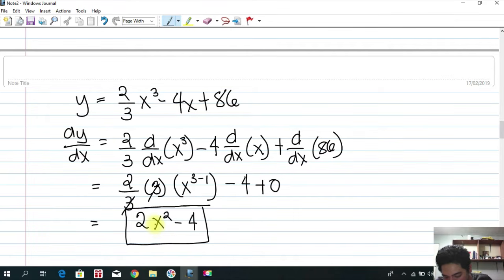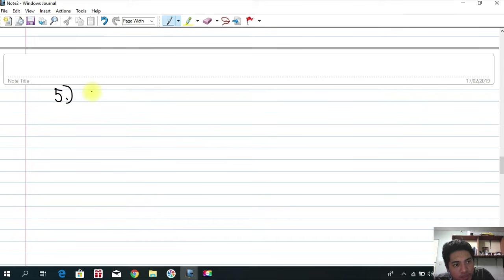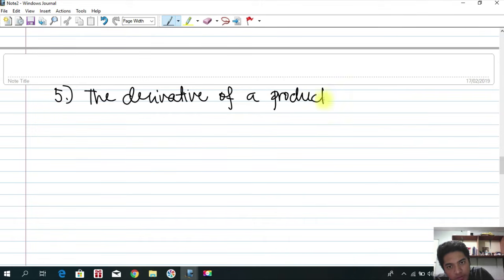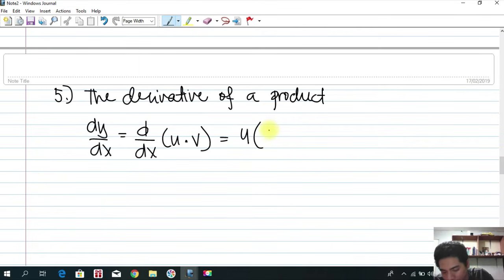Okay, so the fifth rule is the derivative of a product. So it says here that our formula is dy over dx. We wish to find the derivative of a product, d over dx of u times v, where u and v are both functions. So we have to apply this formula: u times dv over dx plus v times du over dx.